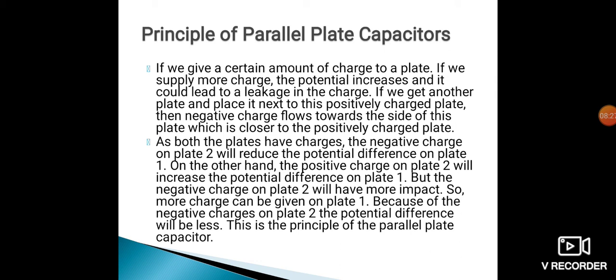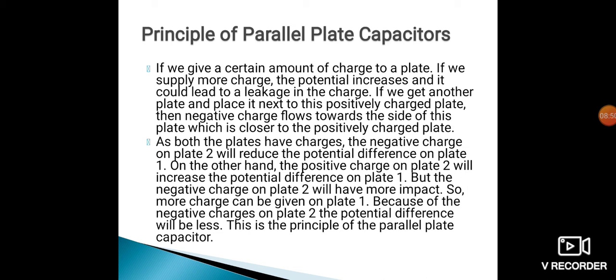But the negative charge on plate 2 will have more impact. So more charge can be given to plate number 1, because of the negative charge on plate number 2, the potential difference will be less. This is the principle of a parallel plate capacitor.